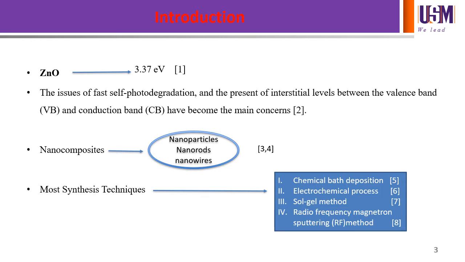Zinc oxide is a semiconductor material with a large energy band gap of 3.37 electron volt. The concerns are rapid photodegradation and the existence of interstitial levels between the valence band and the conduction band. Zinc oxide nanocomposites come in a wide variety of forms. Zinc oxide forms are produced using many different processes, as can be seen.